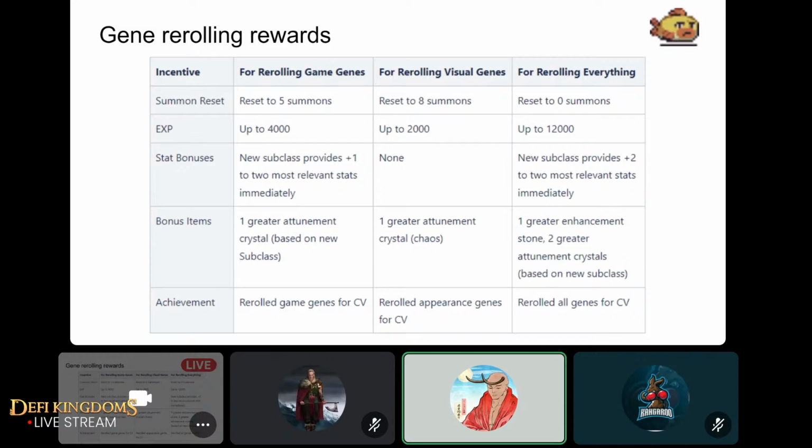So if your hero's really close to leveling up, maybe you'll want to level them up first before doing it, just so you can take more advantage of the experience gain.